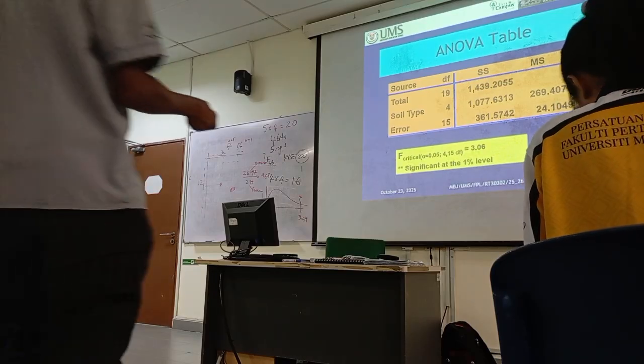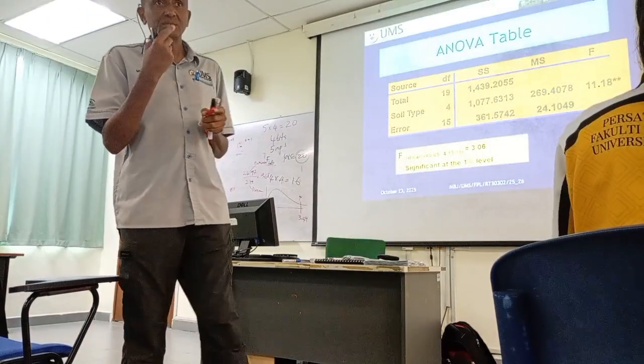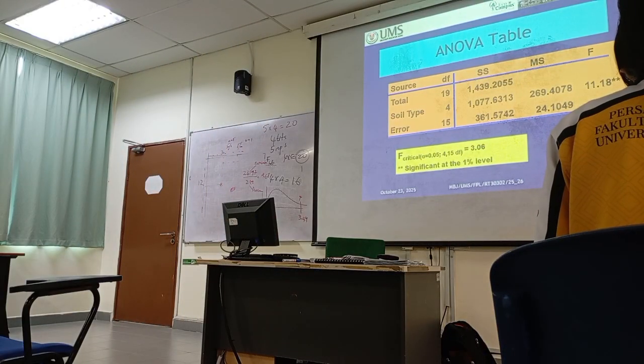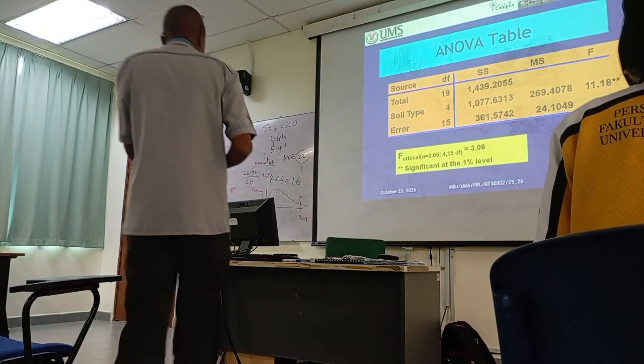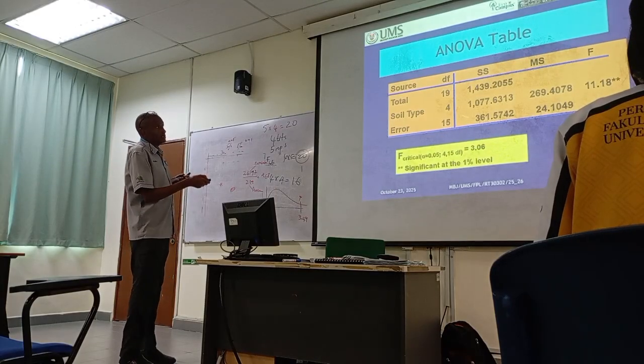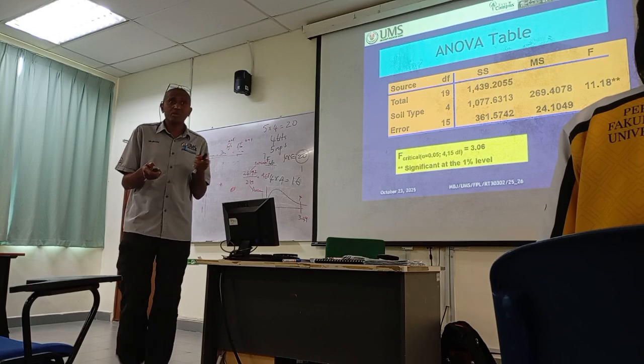Okay, you can see here significant level at 1%. 1 star means significant at 5%. If no star means not significant. You have to accept your hypothesis. There are no differences. So if you want to check the table, okay, Magdalene, choose somebody.